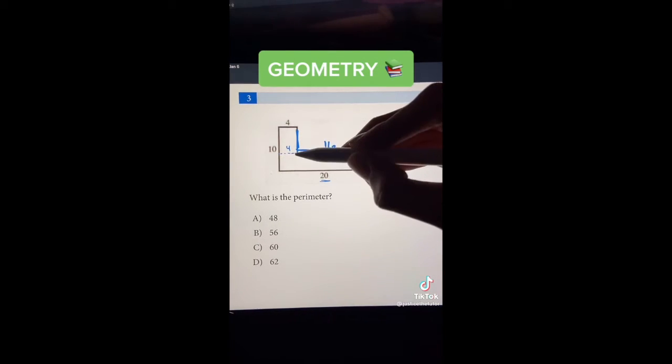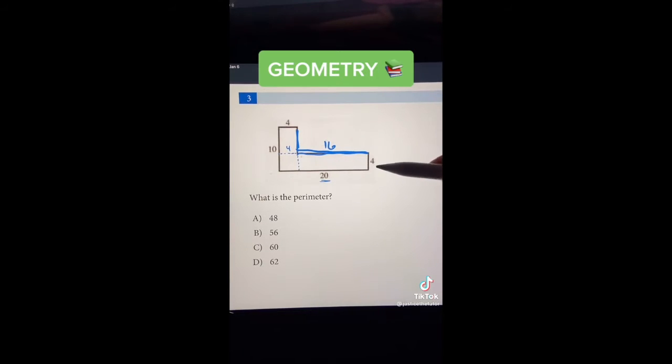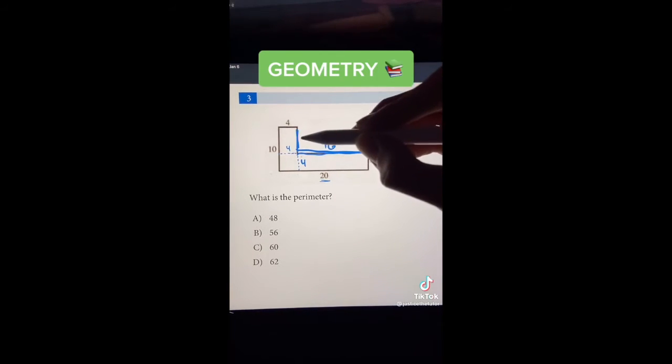And we can do the same logic for this side length. So since this is 4, that means that this is also 4, which means that this piece right here is just 10 minus 4, which is 6.